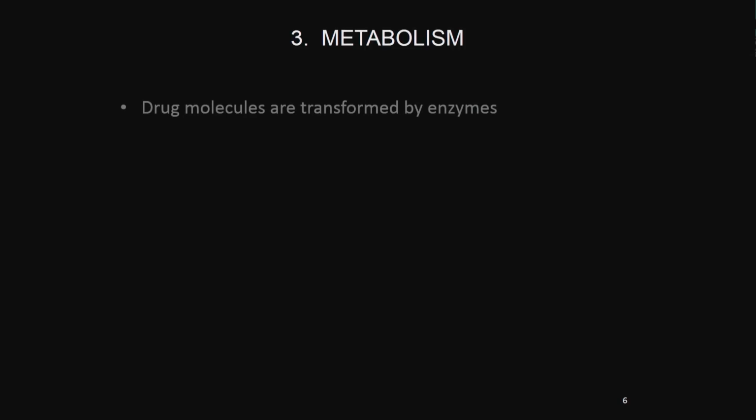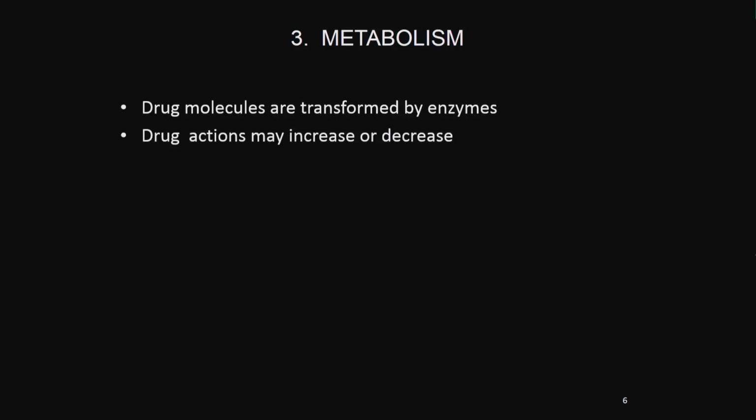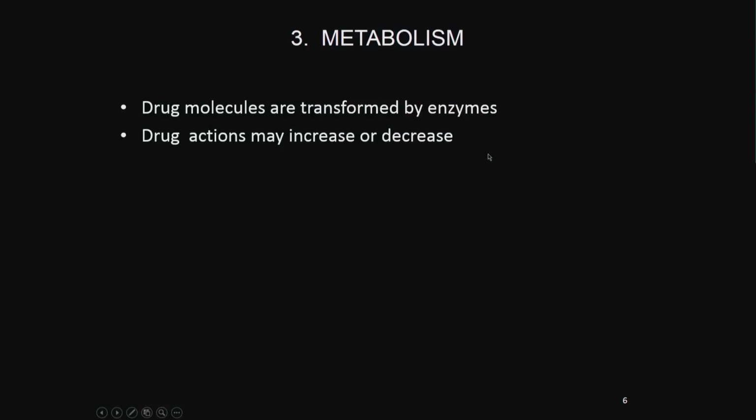Then came metabolism, because there is a lot of biotransformation taking place inside the body, especially in the liver and other places, because of the presence of a lot of enzymes: oxidoreductase type of enzymes, lipases, esterases, hydrolases. There are two stages of biotransformation. Stage 1 is where either hydroxylation or oxidation or reduction takes place, and then in the second stage, sulfate type of groups get added. So the drug action may increase or decrease.